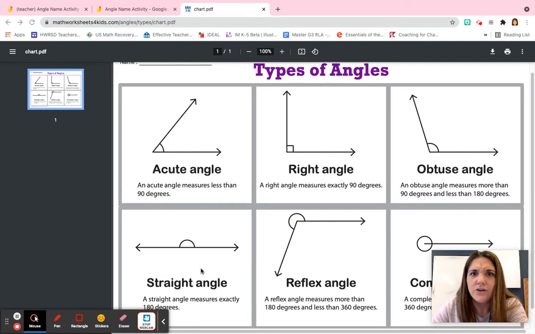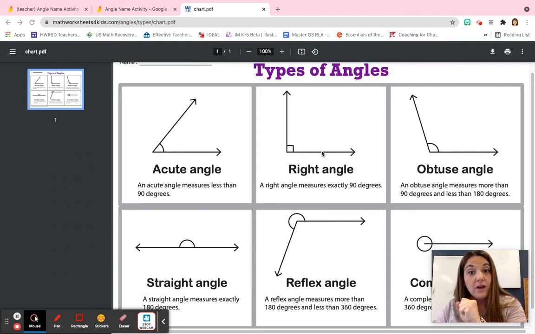So here's quick reminders for you. An acute angle is an angle that is less than 90 degrees. That is less than this right angle. A right angle is an angle that makes a perfect corner, a perfect square in the corner, straight up, straight out, and it is a 90-degree angle.